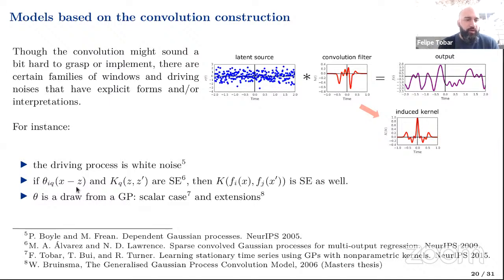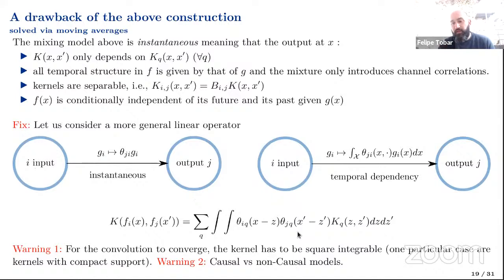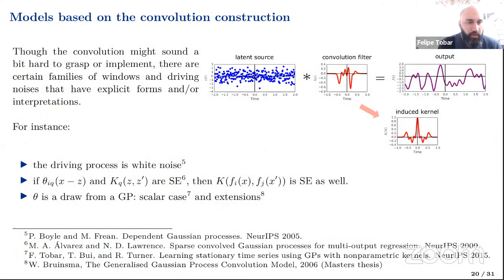There are other cases where the kernel of the input process and the window are square exponential. And in those cases, this integral can be computed analytically, because the integral of Gaussians against Gaussians is also Gaussian. And another case is where the filter, which is what gives all the expressivity to the model, is another GP, which is actually this figure. So you generate white noise, you draw a GP from another square exponential GP or something like that, and then you convolve. And theoretically, this is a non-parametric kernel, right?